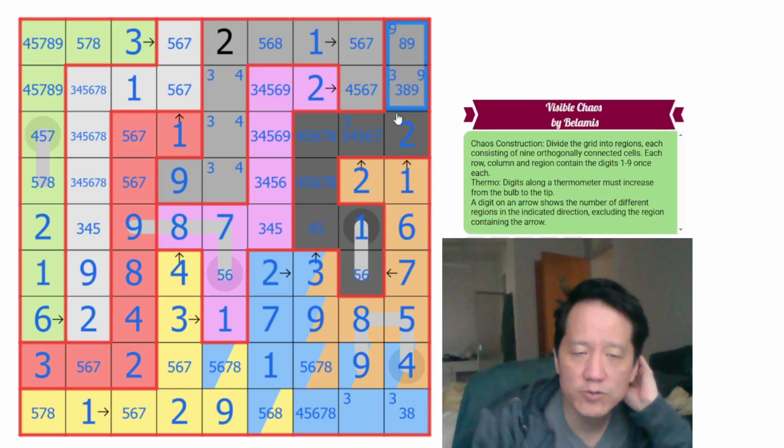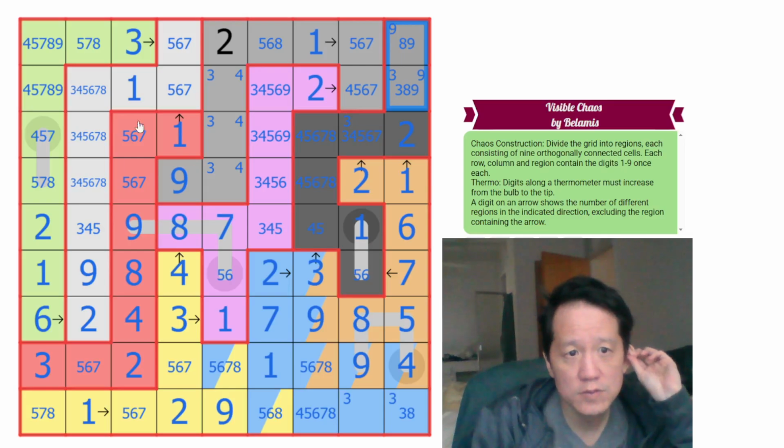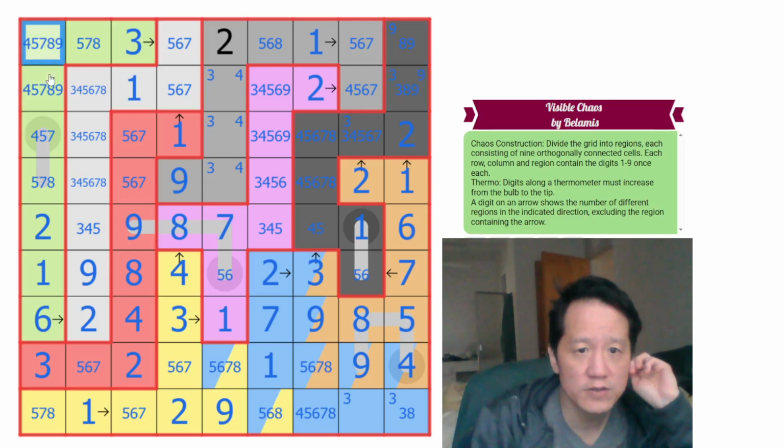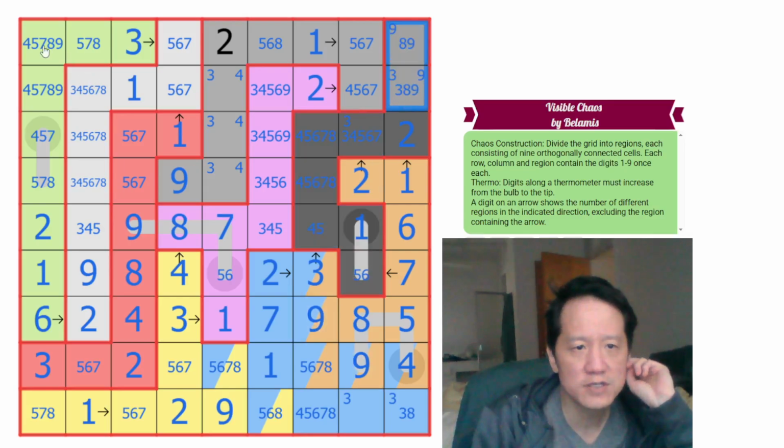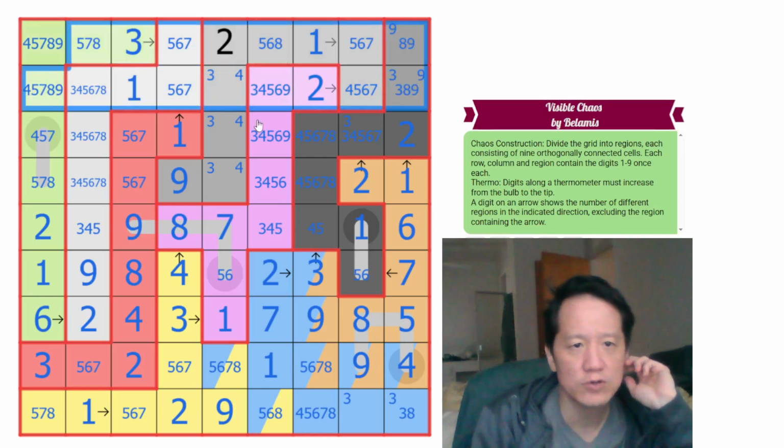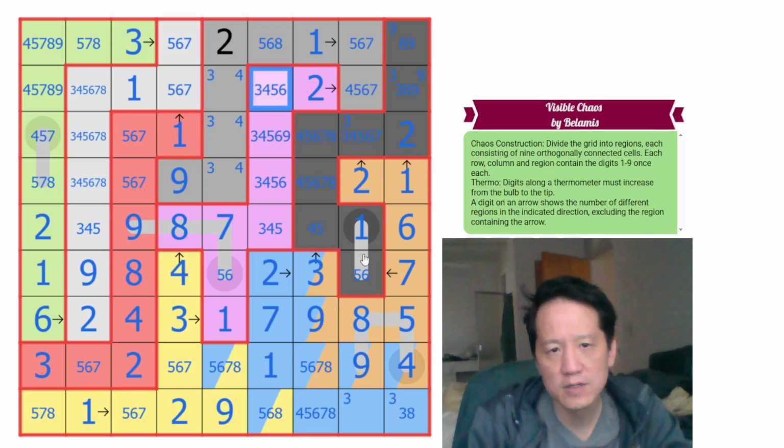So the 9 has to be one of those two. The 9 here has to be one of these two, right? Because this can't be 9 because of the thermometer, and this can't be 9, period. None of these could be 9 because of these two 9s. Therefore, this is a 9, and one of these two is a 9, which eliminates 9 in the rest of those rows, which means this can't be 9.